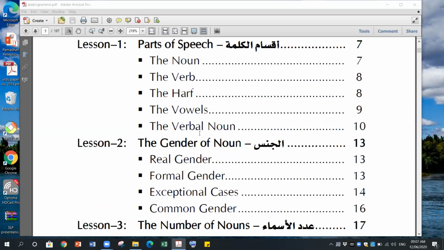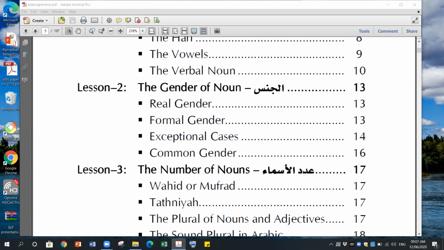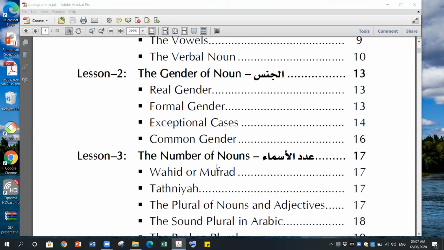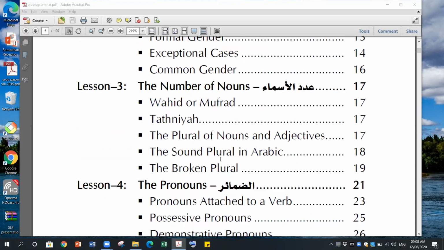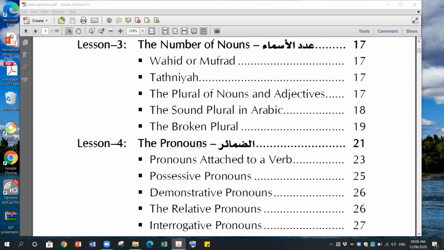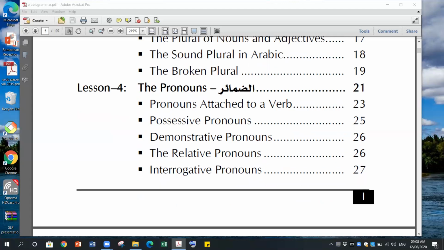Then for the noun, we went into detail and we saw the gender of noun, right? We saw the number of nouns, that is wahid, tasniya, and plural, or jama. And then we went for the pronouns. Lesson number 4 was for the pronouns. We saw that there are two types of pronouns, attached and detached. They are attached to verbs, and they are attached to nouns also. Okay, and the meanings will be different.